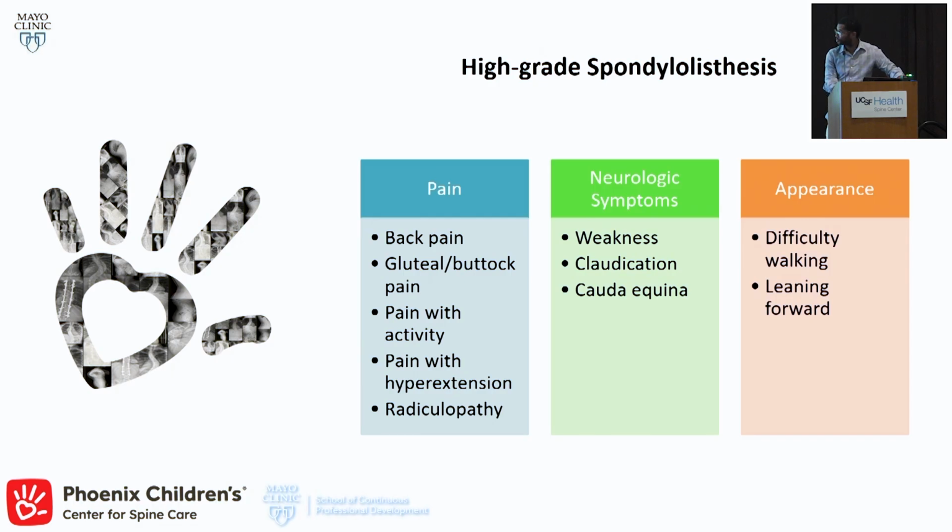Getting into a little more detail: back pain or gluteal-based pain with certain activities, where it may be challenging or quite difficult for them to extend their back, or radiation of pain going down into the feet, some neurologic symptoms, and their appearance, whether they have difficulty walking or feel like they're leaning forward when they walk.